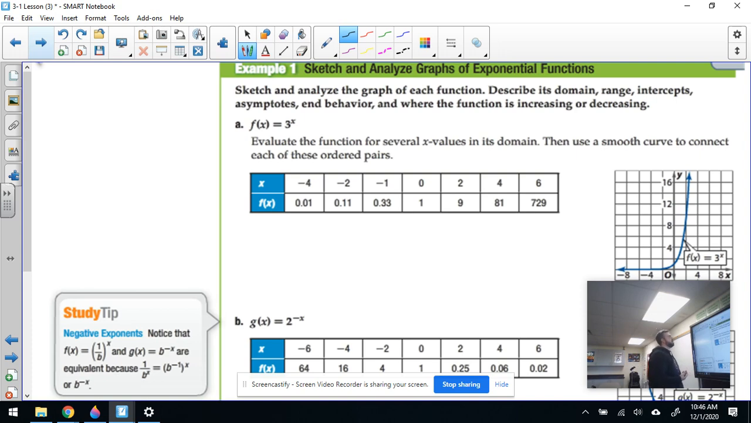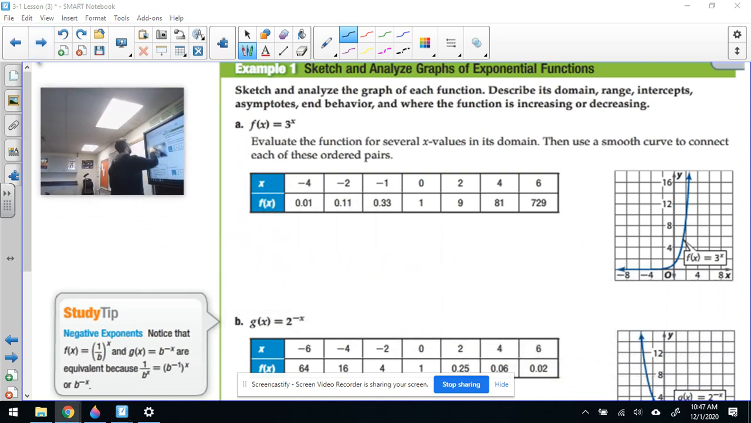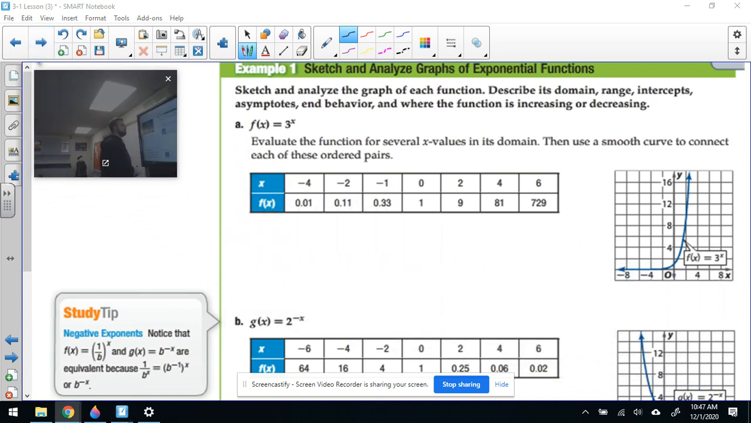So the first one, it says to sketch and analyze a graph of each function, describe its domain, range, intercepts, asymptotes, and end behavior, where it's increasing or decreasing. So again, the same common few questions that we ask all the time, right? Okay, so let's take a look at this one right here. And it actually says that we want to evaluate the function for -4, -2, -1, 0, 2, 4, and 6. And we're looking at the function f of x equals 3 to the x. So how do I make this table right here?